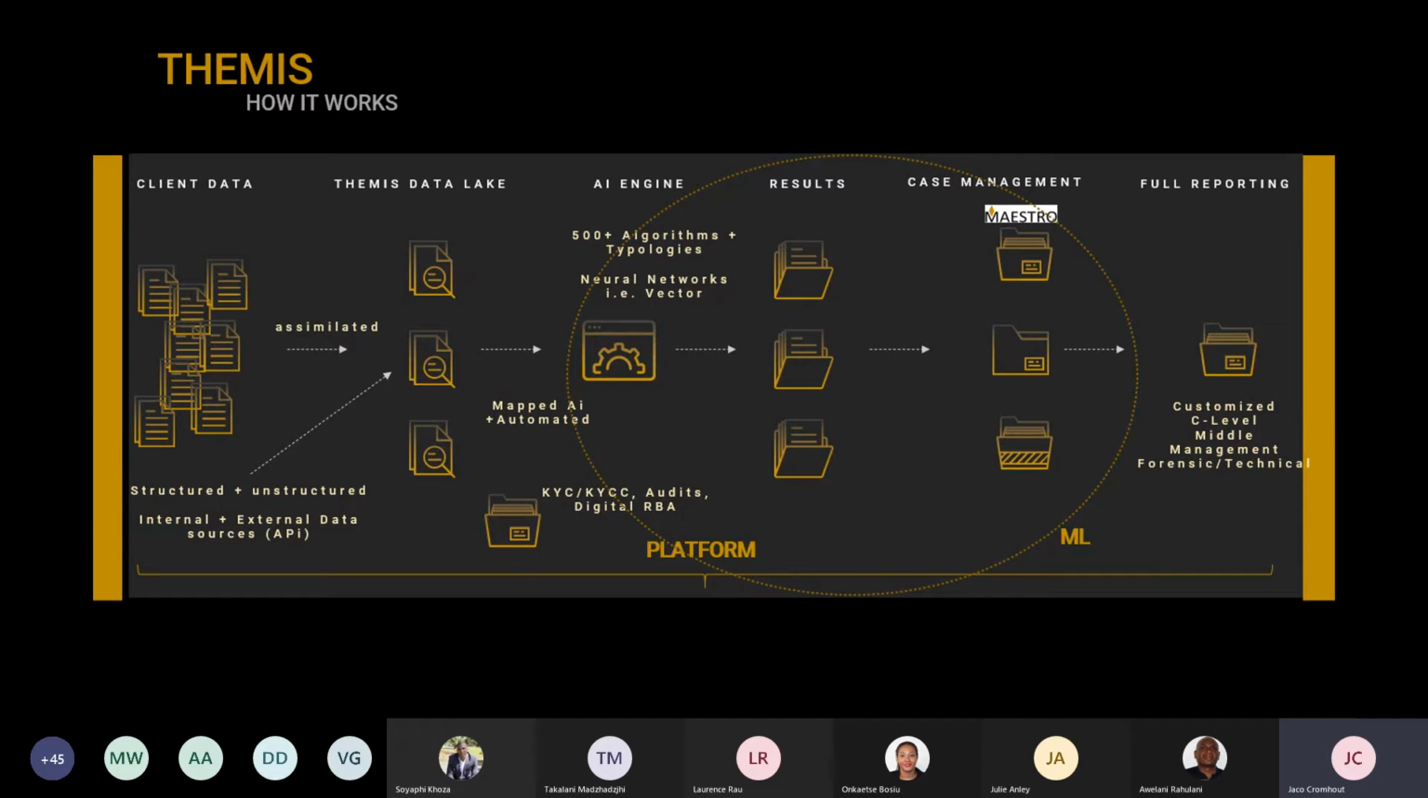We have seen that investigators can work up to 10 times as fast by utilizing our case management service. It also comes with a full set of reporting, customizable to every customer's own business requirements. We focus on C-level, middle management, but also your forensic teams and your technical teams. We are also looking at know your customer, know your customer's customer. We can do audits. We also provide a digital RBA, or risk-based approach. All of this is due to the fact that we have the algorithms, the AI, and that we can do ongoing transactional monitoring.